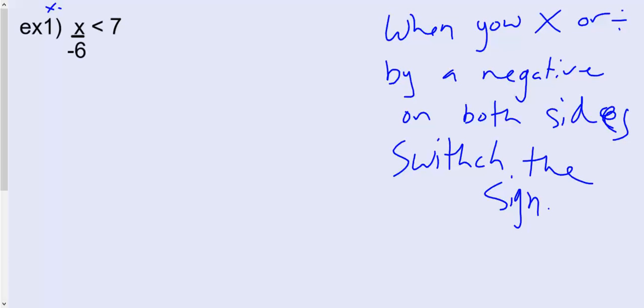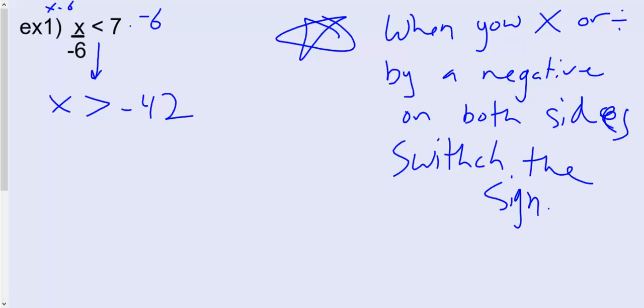So here I'm going to multiply by negative 6, multiply by negative 6. So x is greater than negative 42. So you're going to switch the sign here. So this is the one new thing for today. It's only with multiplication and division.